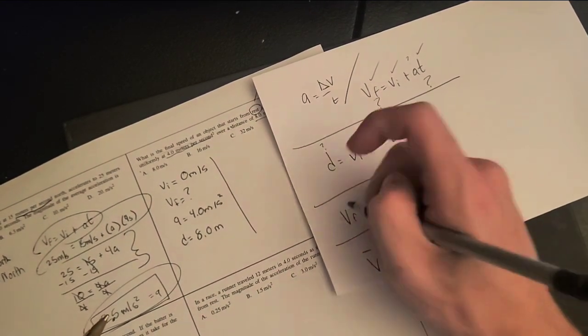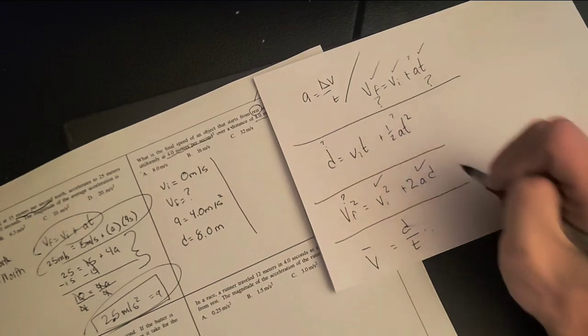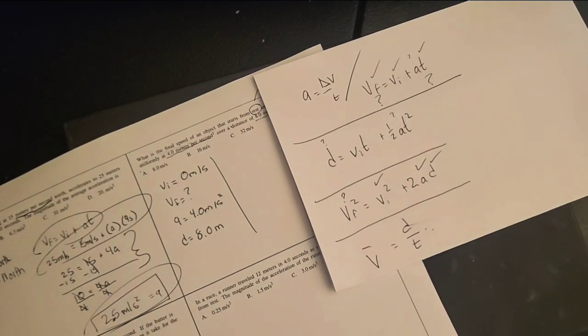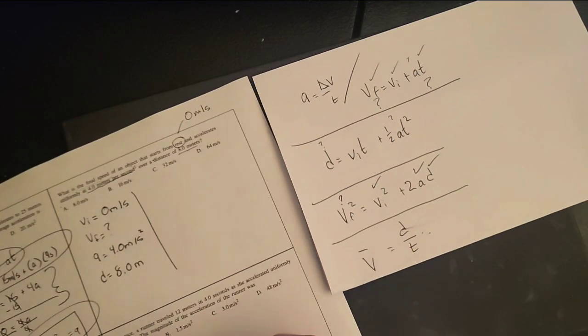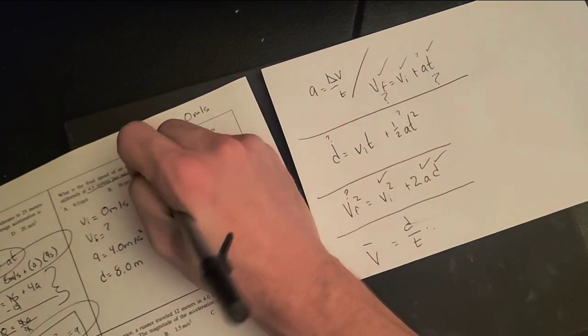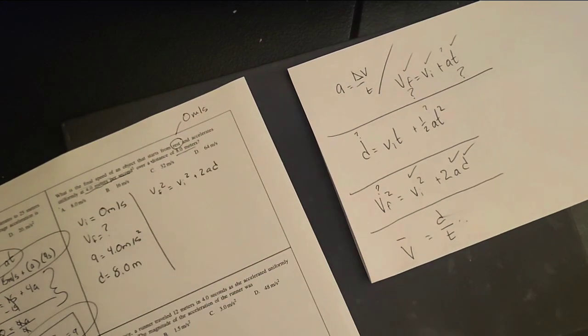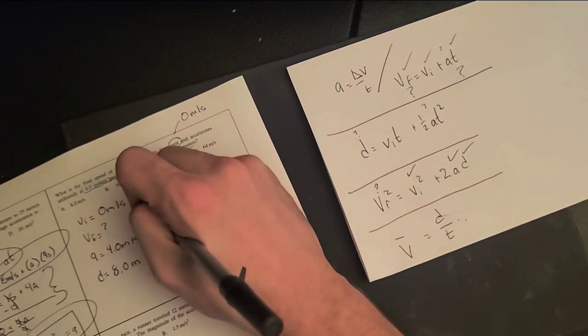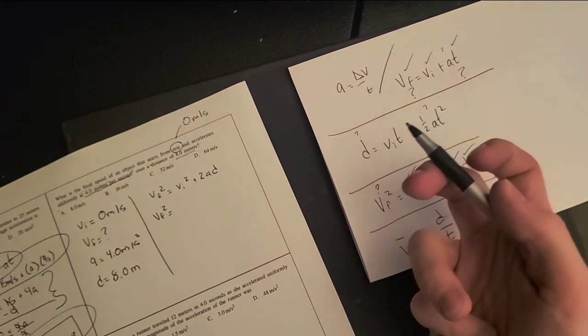This one, VF, okay, I want to find that, that's good. VI, I know that. A, I know that. And D, I know that. That's perfect. I know everything in that formula except for the one thing I'm looking for. So let's go ahead and reuse that formula. VF squared equals VI squared plus 2AD. Plug in our numbers. VF, I don't know it. Leave it as it is. VF squared stays as VF squared.